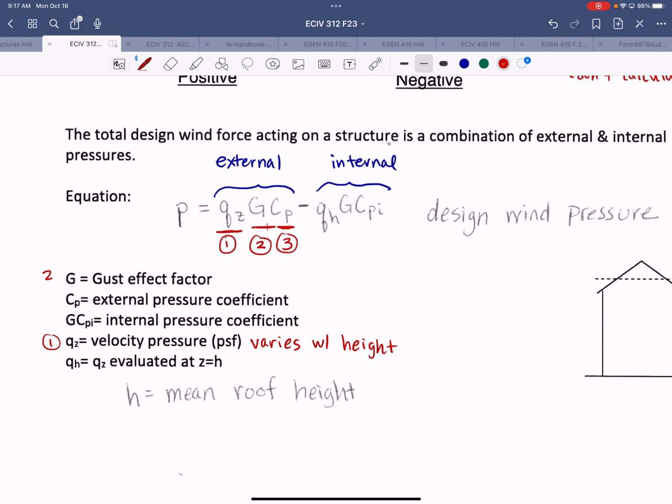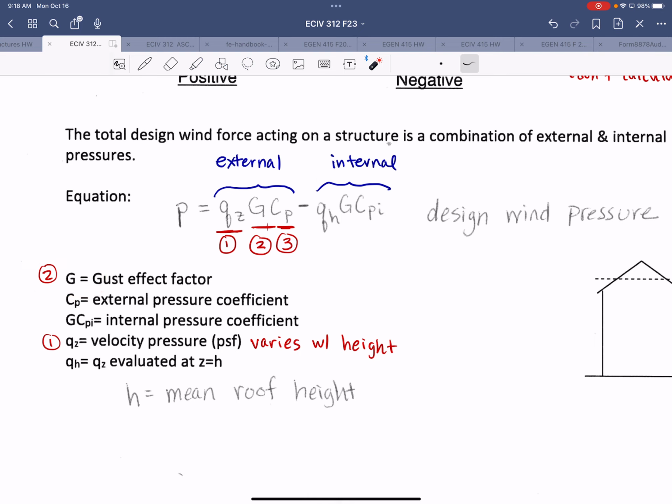The second term, capital G, represents the gust effect factor. I mentioned this before when I said we account for the dynamic effect caused by turbulence using this gust effect factor, and that's how our static analysis can account for the dynamic nature of wind-structure interaction. That's going to depend on your building, right? For most buildings, which can be considered rigid, that's just going to be a single value that you can use from the standard.